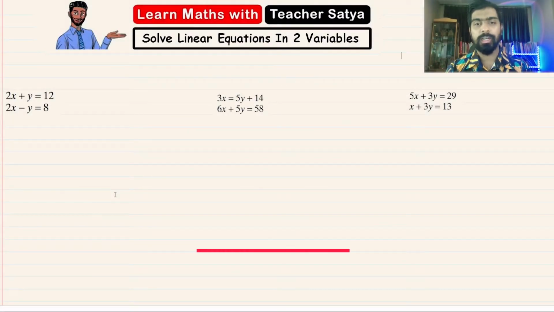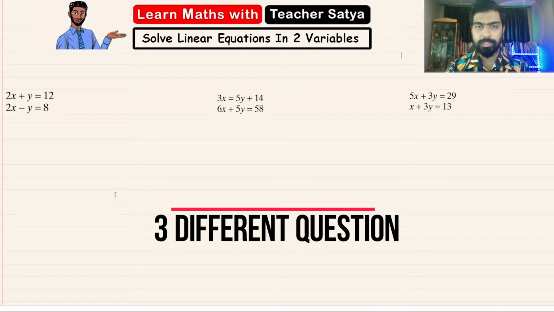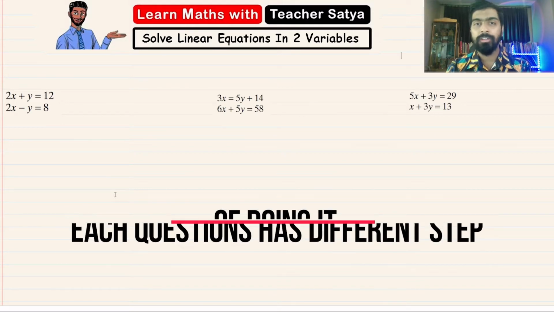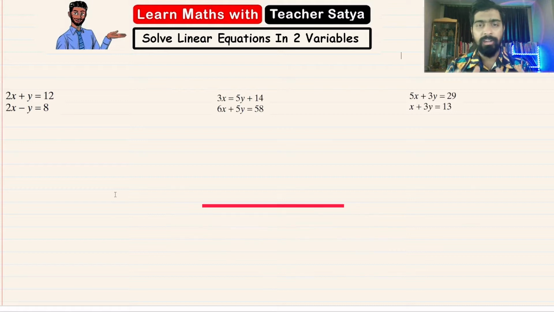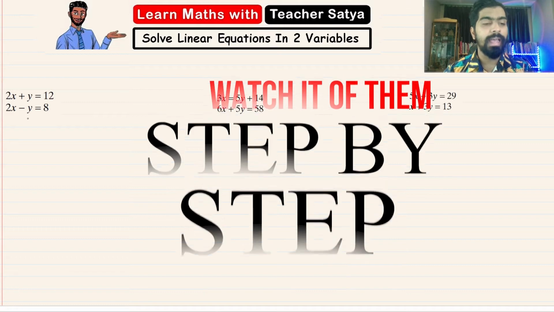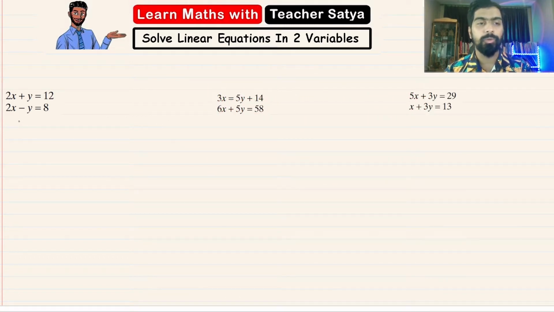Alright, what you see here guys is three different questions of two variable equations. Each of it has different steps, so I'll highly suggest you watch each of them step by step. By the word elimination itself, what we want is to get rid of one variable. Okay guys, now let's say this is equation number 1 and this is equation number 2.